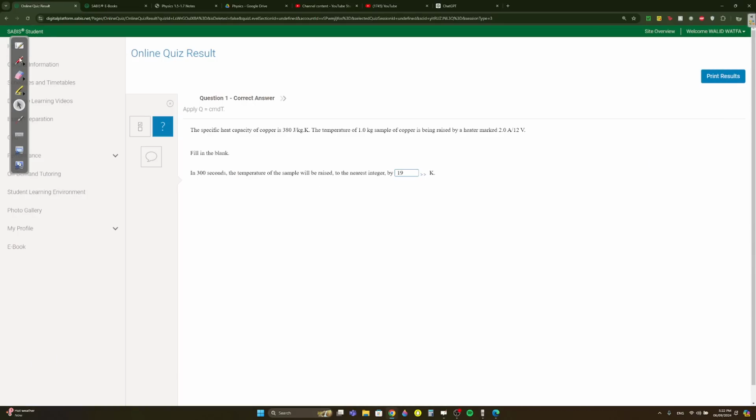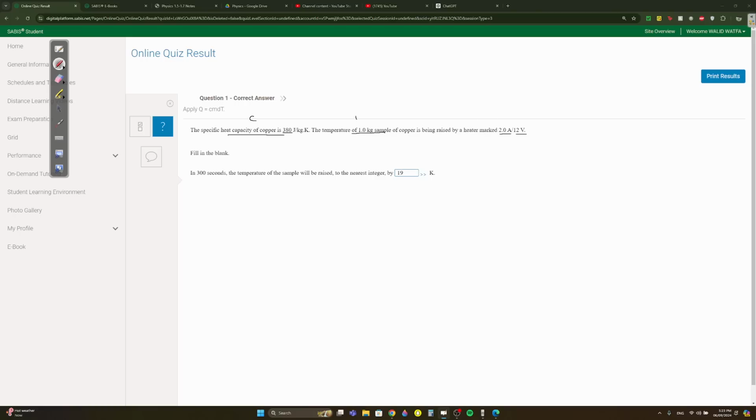1.5 course practice quiz. This one's, I think, a bit hard. The specific heat capacity of copper is 380 joules per kilogram. So the specific heat capacity is C of copper. This C is 380. The temperature of a 1 kilogram sample of copper is being raised by a heater marked 2 ampere, 12 V. So they gave us the mass, the current, and the voltage. I is current. In 300 seconds, they gave us the time. The temperature of the sample will be raised to something.